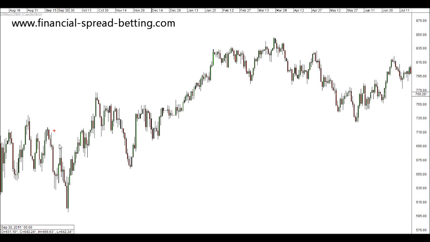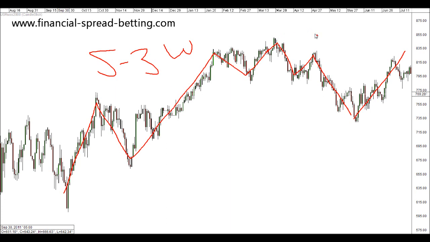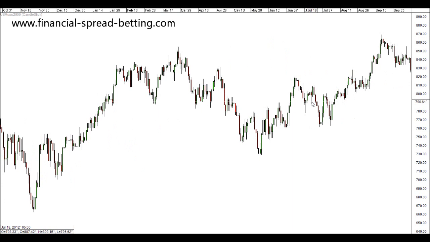So let's look at the Russell daily chart. We have 1, 2, 3, 4, 5. We then have our zigzag A, B, C. You notice we have our head and shoulders, and then price goes on the upside. This is our 5-3 wave pattern. Here's our ABC correction, and then price continues on the upside.